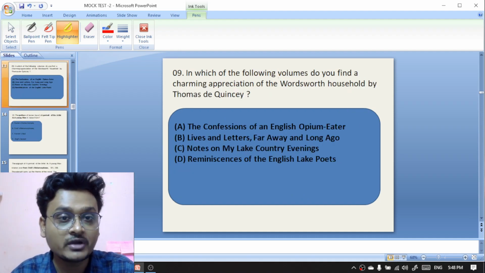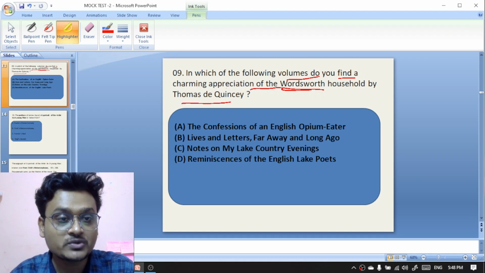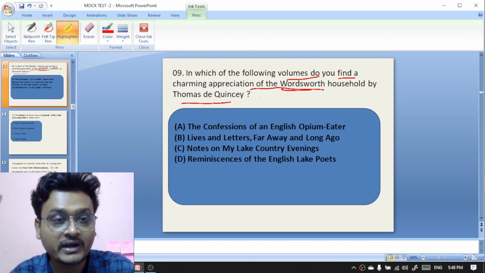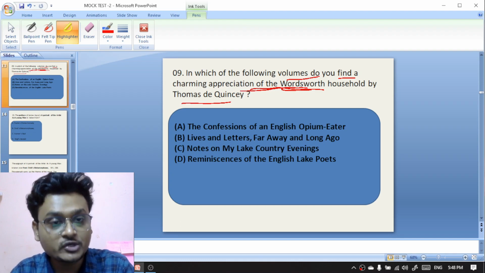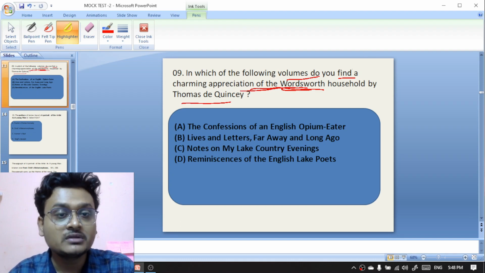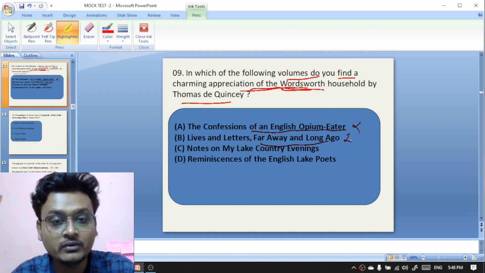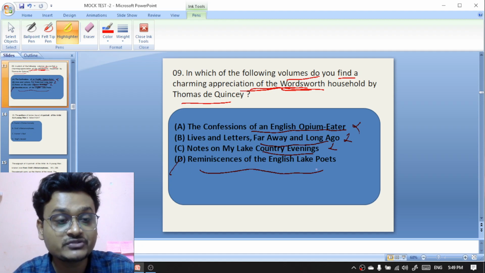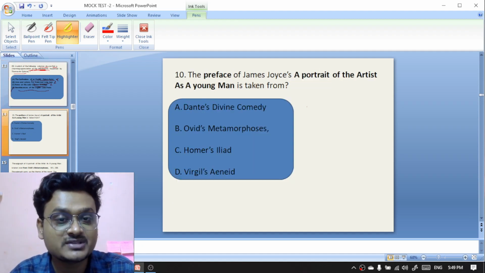Next question. In which of the following volumes do you find a charming appreciation of the Wordsworth Household by Thomas De Quincey? Thomas De Quincey has appreciated the Wordsworth Household in which work? The Confessions of an English Opium Eater, no. Lives and Letters, Far Away and Long Ago, no. Notes on My Lake Country Evenings, no. So it was Reminiscences of the English Lake Poets, where Thomas De Quincey has appreciated the Wordsworth household.